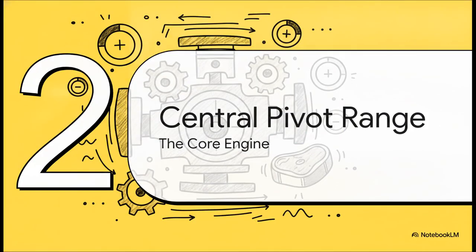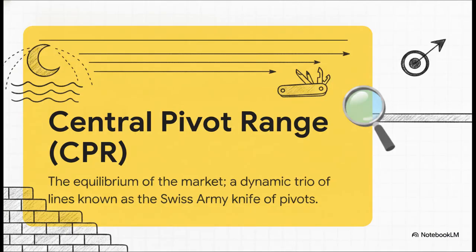Moving on to section 2, the central pivot range, which is really the core engine of this whole system. Professionals affectionately call this the meat of the market. The central pivot range, or CPR, is the true equilibrium point. It's made up of this dynamic trio of lines, the top central, the central pivot, and the bottom central. Honestly, think of the CPR as the Swiss Army knife of pivots. Depending on the day, this single cluster of lines can act as an impenetrable wall of resistance, a rock-solid floor of support, or even an undeniable magnetic target.